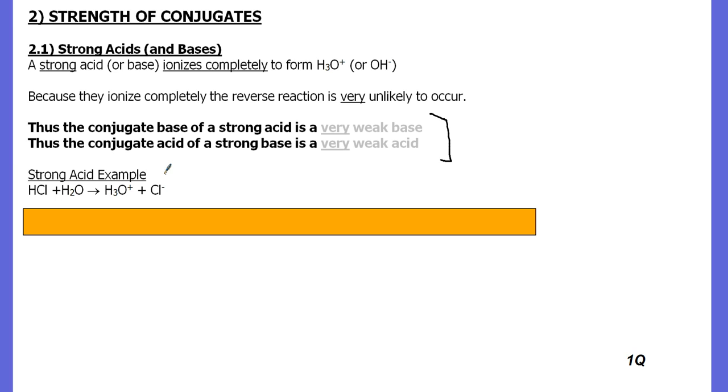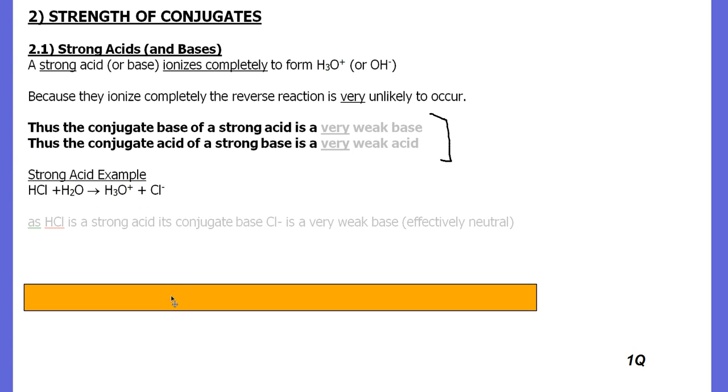Here's an example. We've got HCl plus H2O goes to H3O+ plus Cl-. First of all, you should identify the acid and its conjugate base, and then tell me, is that conjugate base going to be weak, strong, or very weak? And the answer is, because HCl is a strong acid, its conjugate base Cl- is a very weak base. It's effectively neutral. So chloride ions, when you see them in salts or in a solution, will have no effect on the pH. The big idea here is that strong acids have very weak conjugate bases and strong bases have very weak conjugate acids.